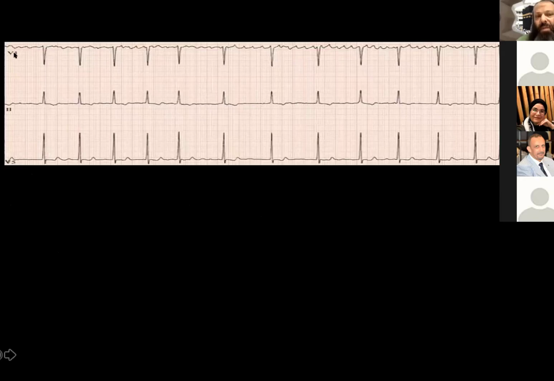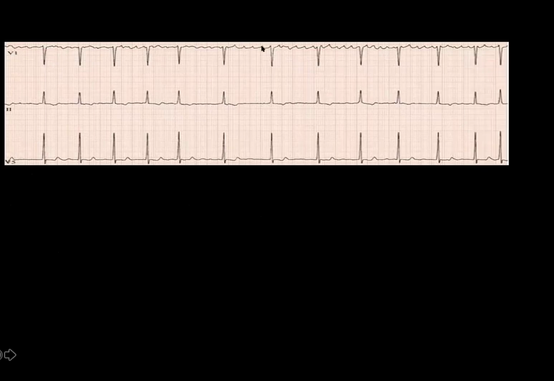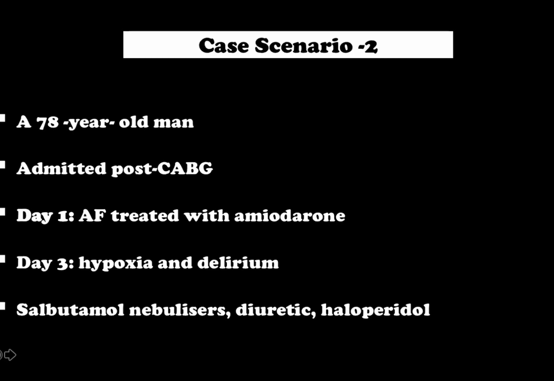Remember, look carefully here at lead V1. You have coarse waves. It looks like a sawtooth appearance, but when you compare it to lead 2 and V5, it's not there. It's not present. So this is what we call coarse atrial fibrillation. If it's atrial flutter, you see the appearance and the block ratio, 2 to 1 or 4 to 1 or 3 to 1.